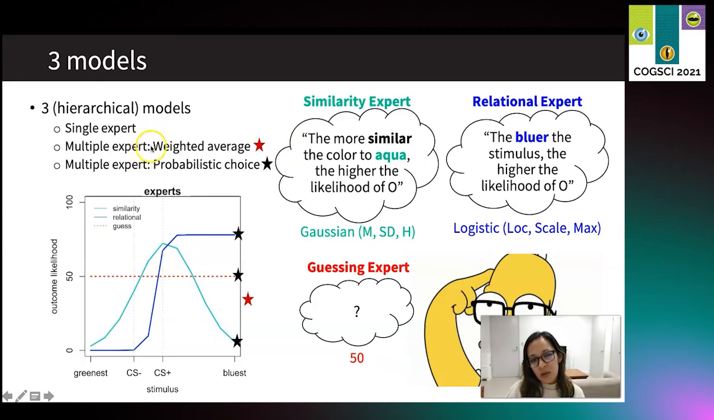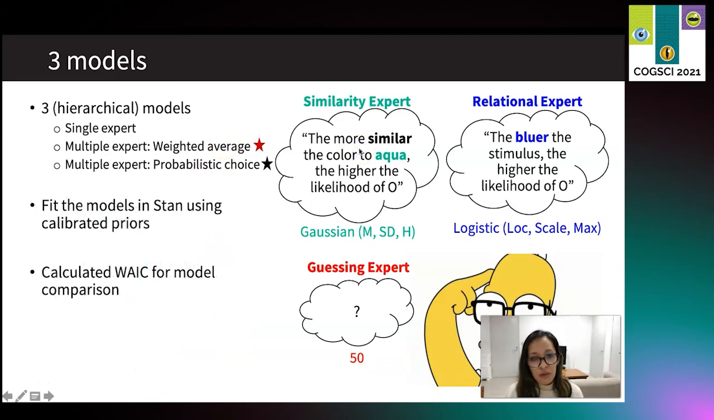The first assumed that generalization was determined by the weighted average between the three experts. And the second assumed that generalization was determined according to a probabilistic choice between the experts. The same expert weights were entered into both of these multiple expert models. We fit the models in STAN using calibrated priors, and these models were hierarchical as well. We estimated each of these parameters, the 3 parameters for the Gaussian function and the 3 parameters for the logistic function in the model. And then for model comparison, we calculated WAICs.